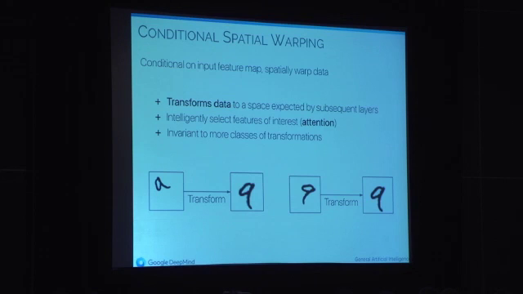And the reason why you might want to do that is that means your network can transform the data into a sort of normalized space, which is more expected by the subsequent layers of the network. Another nice thing about this, if you can do conditional spatial warping, is that you can then intelligently select features of interest, i.e. do attention, and so hopefully your networks can be invariant to more classes of spatial transformations.